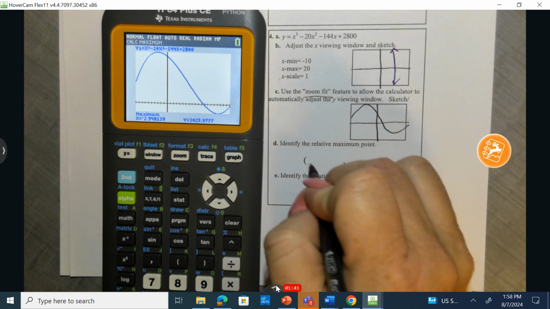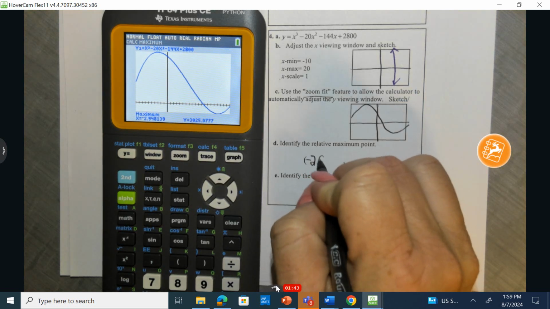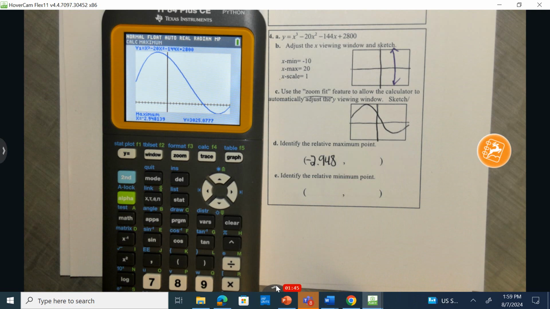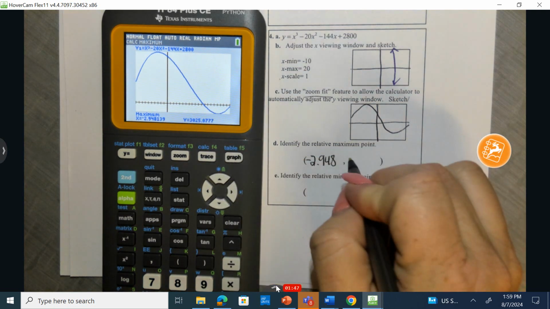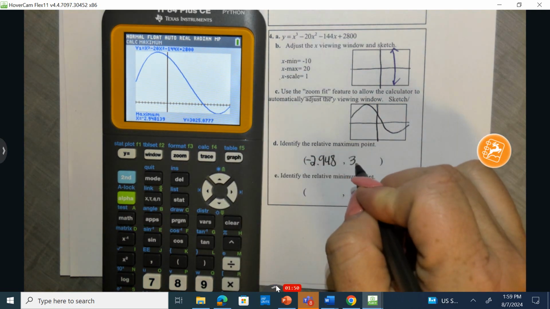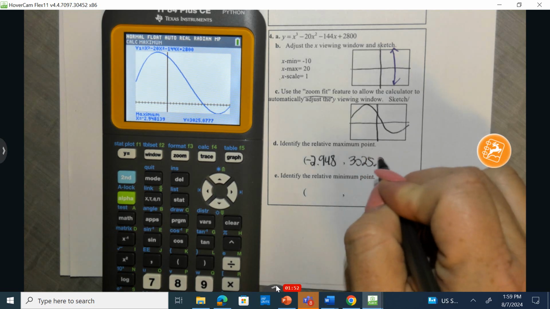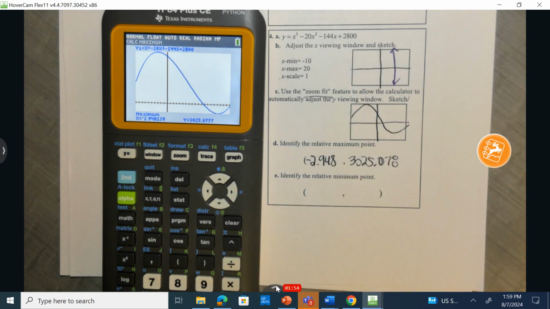So in this position, I'm writing down -2.948. That's rounding to the nearest thousandths. Okay, over here, the Y value at the relative maximum is 3025.078 if we round it.